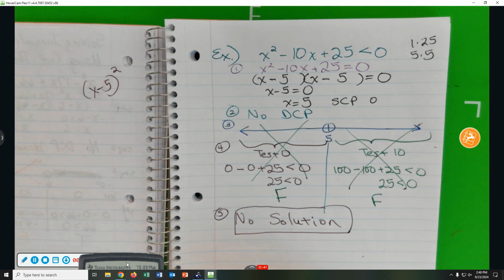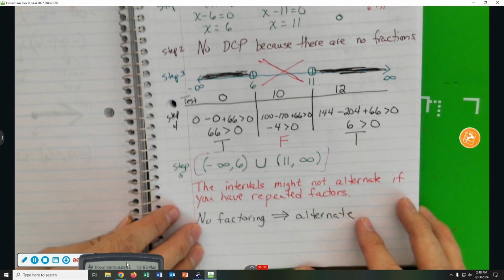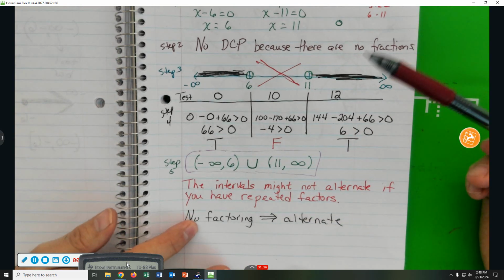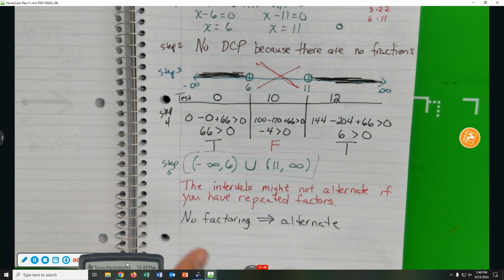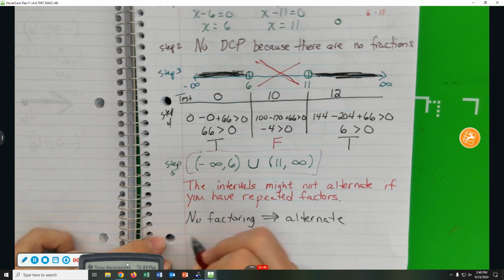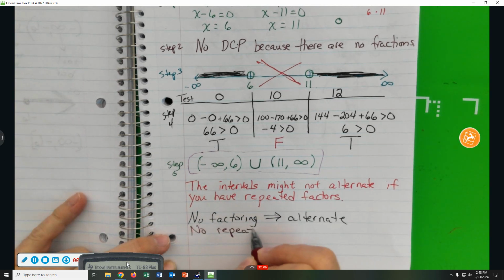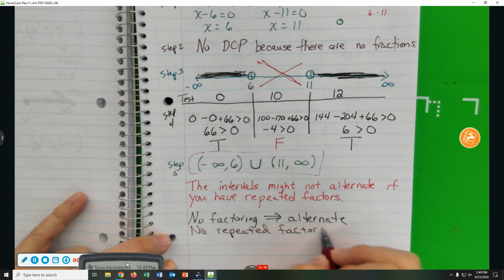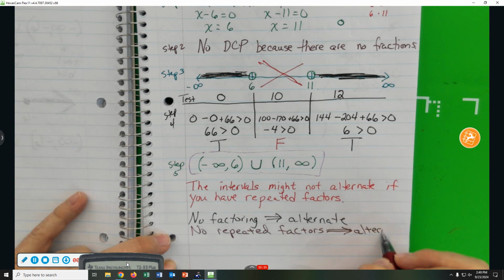But for our purposes, go back there. If there's no repeated factors at all, then it alternates. You know what? Maybe you should even write: no repeated factors, alternate. And hopefully it's clear what we mean by repeated factors. That x minus 5 times x minus 5. You get the same thing in both sets of parentheses.